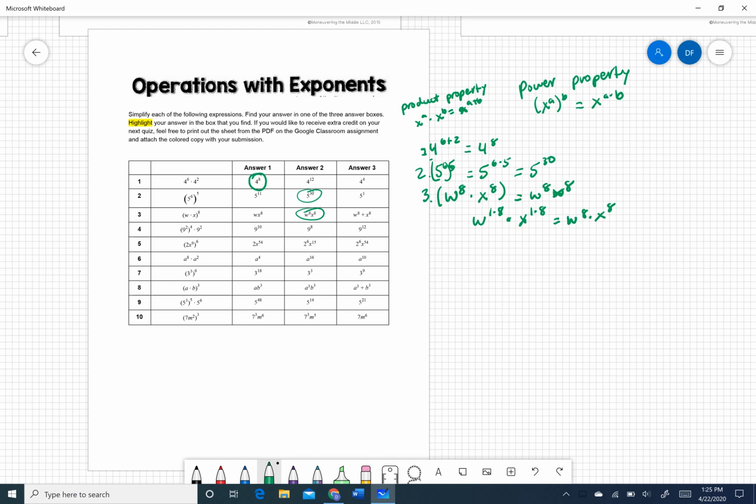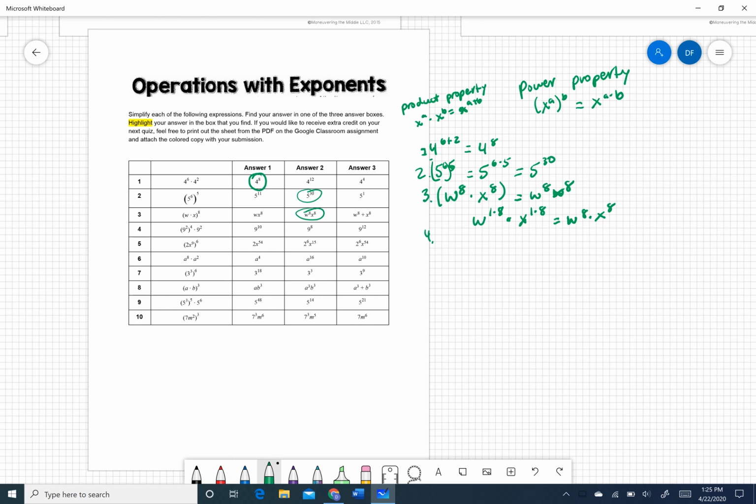Okay. So let's look at number 4. Number 4 says 9 squared to the 4th power times 9 squared. So now I'm combining two different properties. And what we talked about yesterday was that I want to go ahead and simplify if I have a power of a power before I apply either the product property or the quotient property.